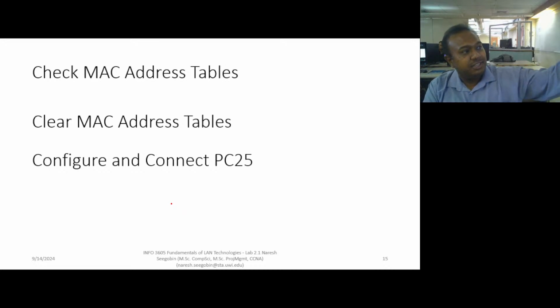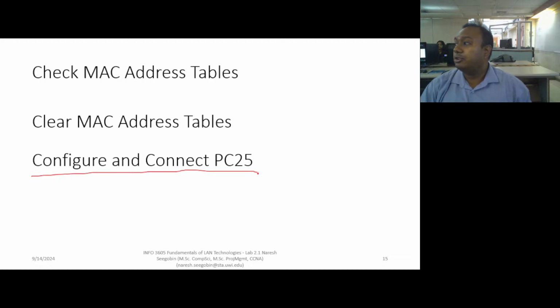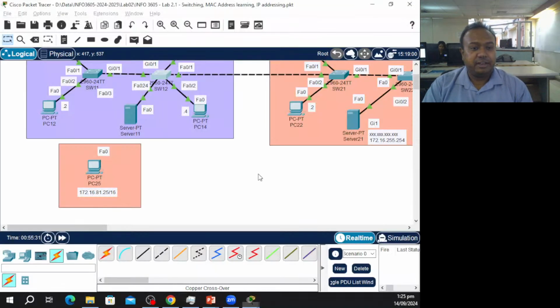We check MAC address tables, we're going to clear, configure. So the last piece here, we're going to do a configure and connect PC25. So this is where we're going to throw up something different. A person who wants to continue living in the shadow network and doesn't want to be discovered, well, they shouldn't be doing this, but we're going to do it anyhow and we're going to see what's happening here. So this is where we see red flags start to come.